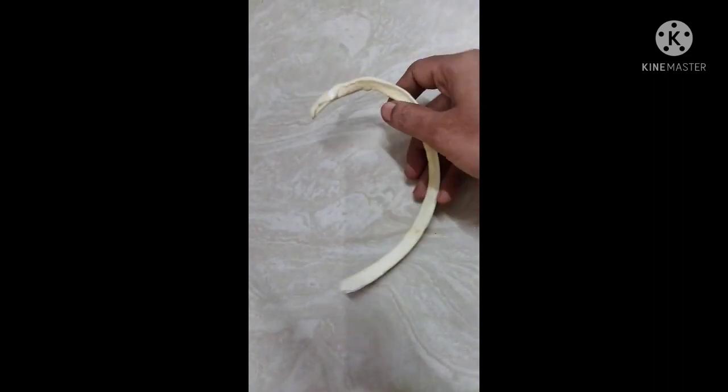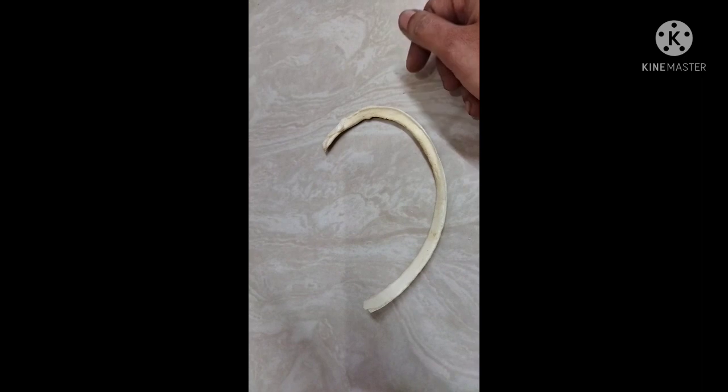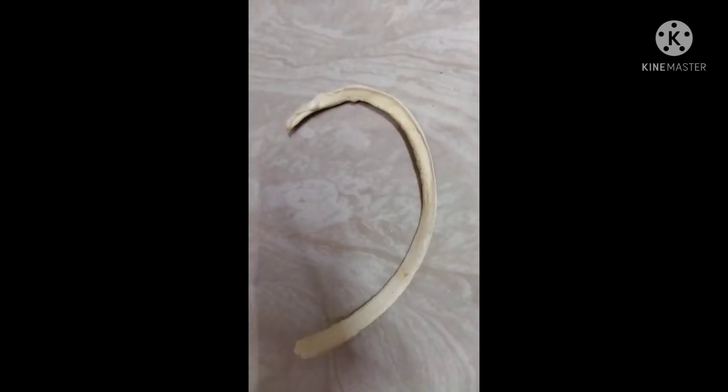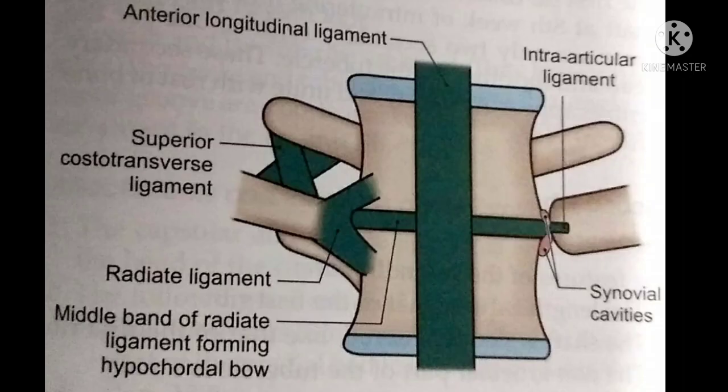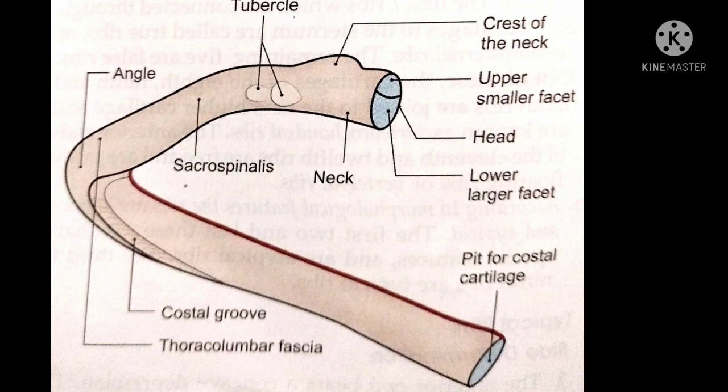Now we are going to see the attachments of the typical rib. Anteriorly, the head provides attachment to the radiate ligament, and it is related to the sympathetic chain and the costal pleura. The crest of the head provides attachment to the intra-articular ligament of the costovertebral joint. On the neck, the anterior surface is covered by the pleura. The inferior costotransverse ligament is attached to the rough posterior surface. The superior costotransverse ligament is attached to the crest of the neck.